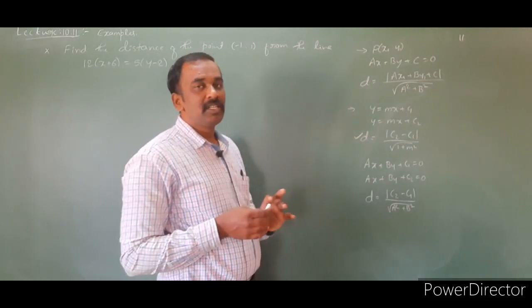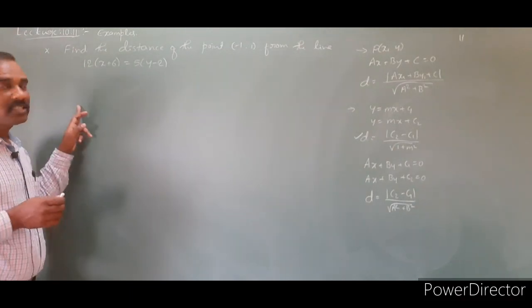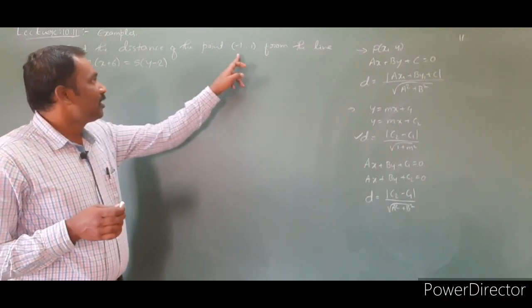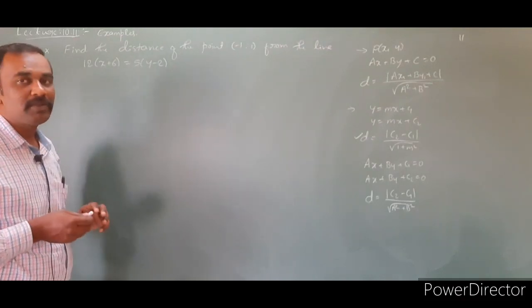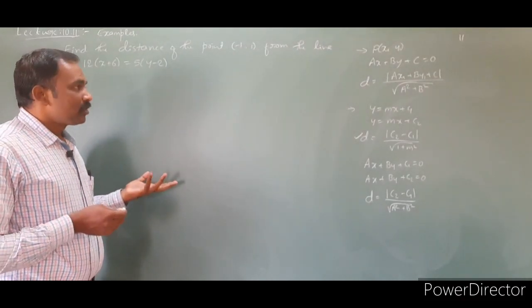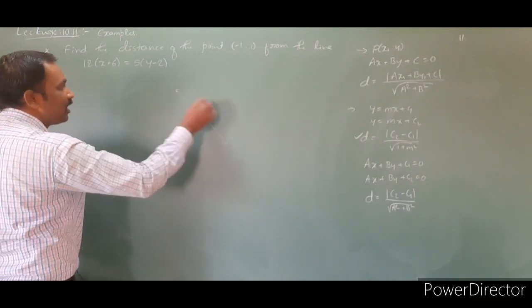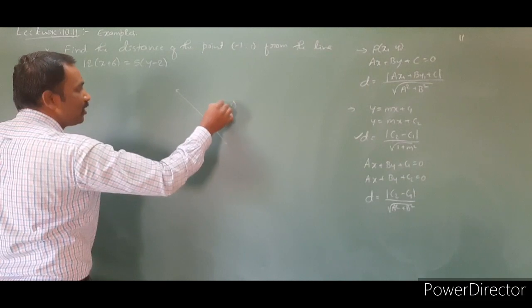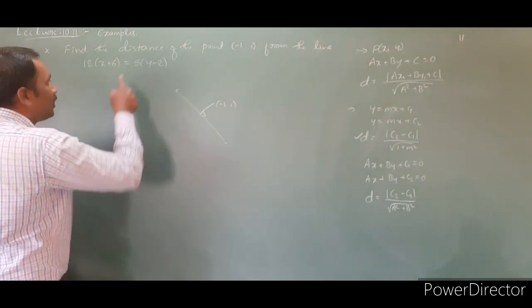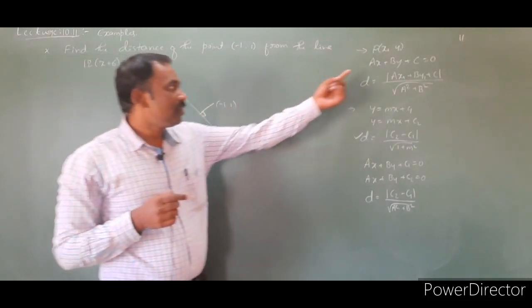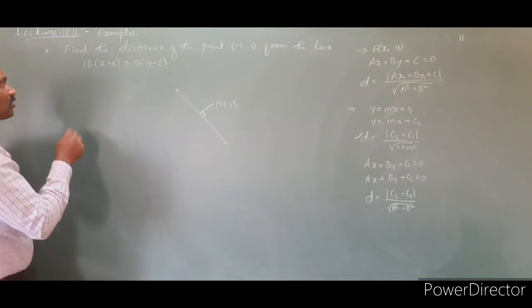Based on these formulas, let us take a few examples. In the first one, find the distance of the point minus 1 comma 1 from the line 12 into x plus 6 is equal to 5 into y minus 2. The question is given directly. Suppose this is the line and there is a point minus 1 comma 1. We need to find the distance of this point from this line. We need to get the line in general form. First of all, convert it into general form, since it is not in general form.